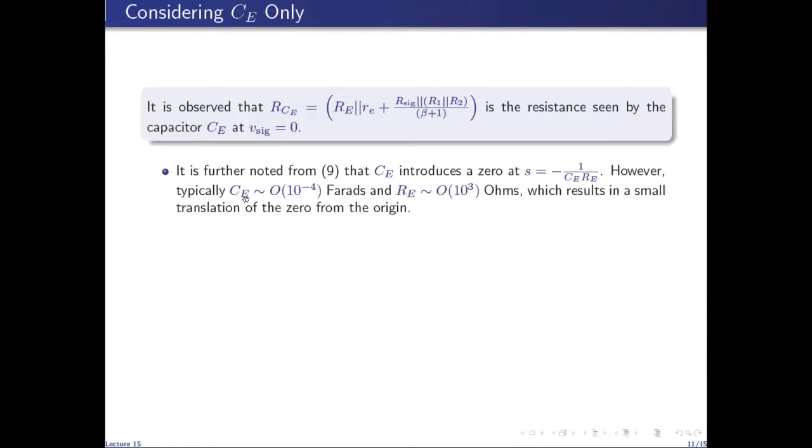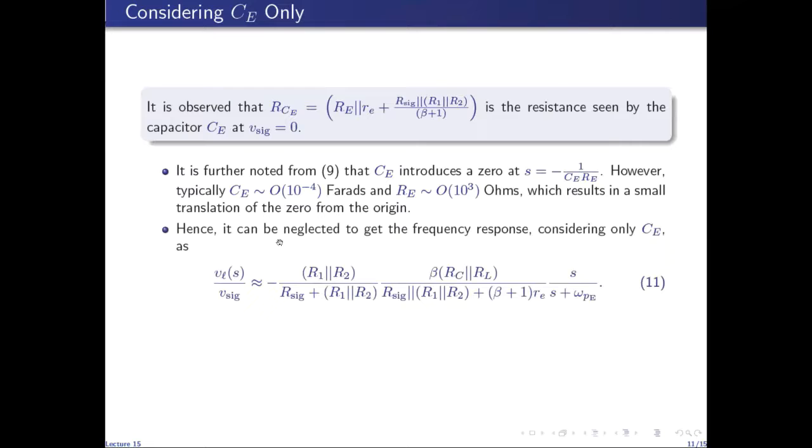However, typically the value of the bypass capacitors is of the order of hundreds of microfarads, and the emitter resistance is of the order of kilo ohms. This results in a time constant which is of the order of 0.1 or so, and hence the inverse of the time constant, which is the magnitude of the zero, is of the order of 10 units or so. This is a relatively small number and hence can be neglected.